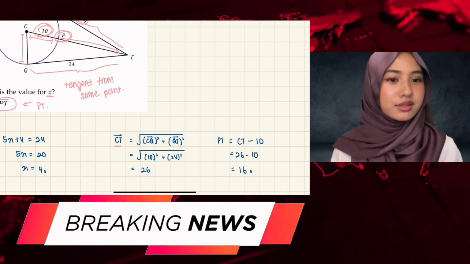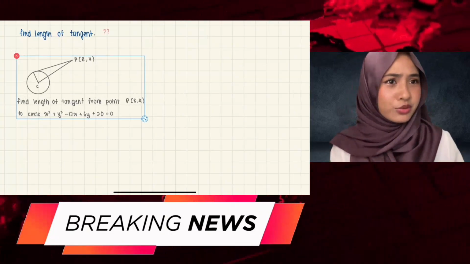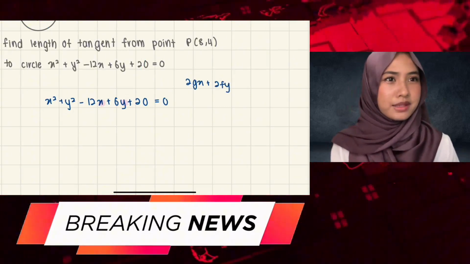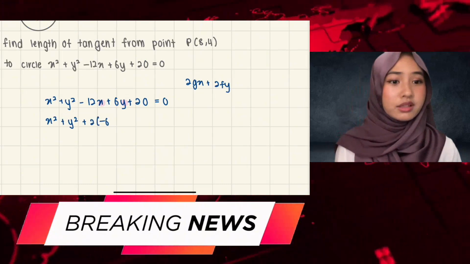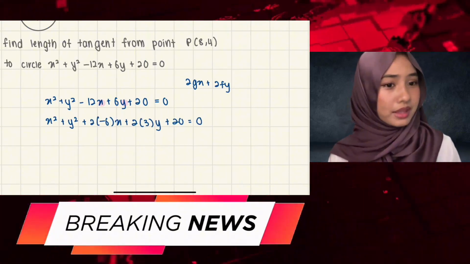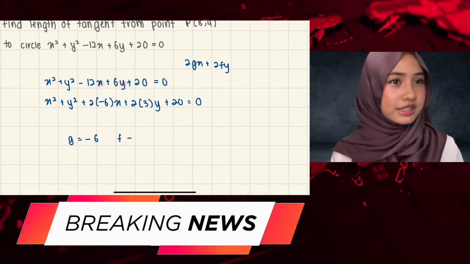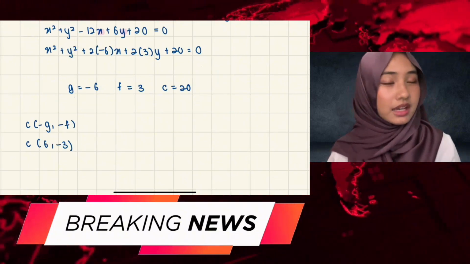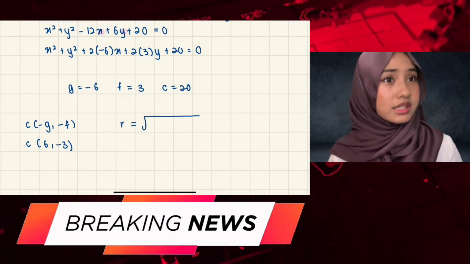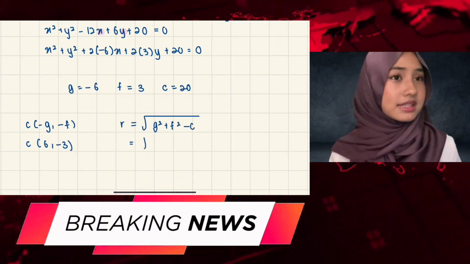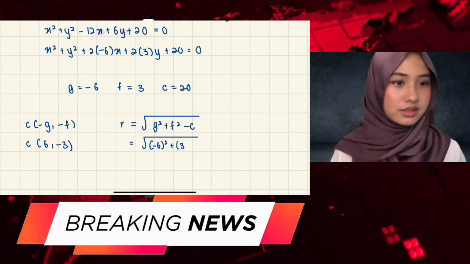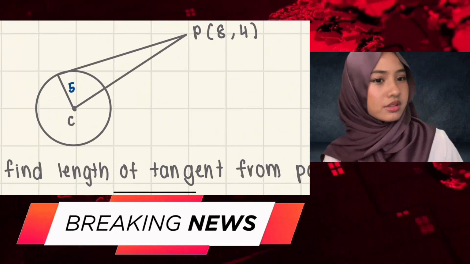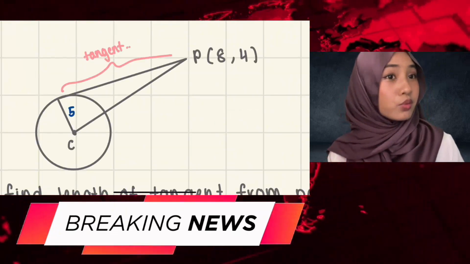So next, find the length of the tangent. From the equation, just the same as before, x and y, we have to make it in the form 2gx + 2fy and get this form and put out the information of g, f and c. And then look for the center, which is negative g and negative f, and then we use the formula of radius, which is √(g² + f² − c), to get the radius. You just substitute it and get 5.